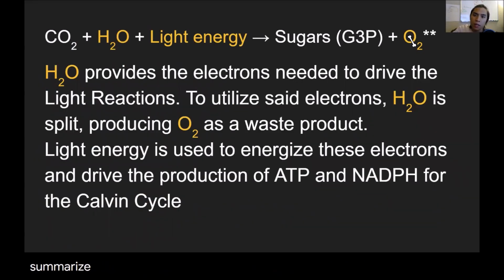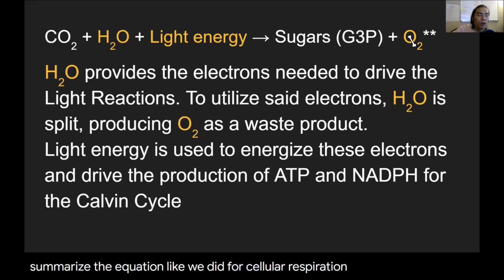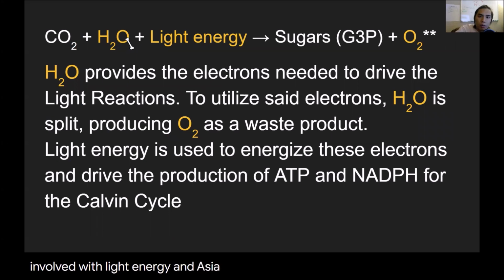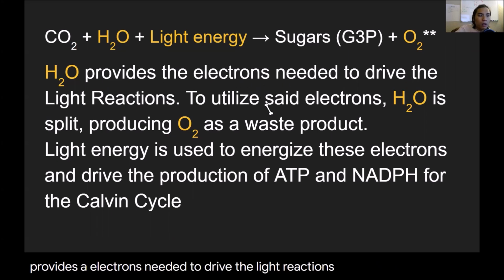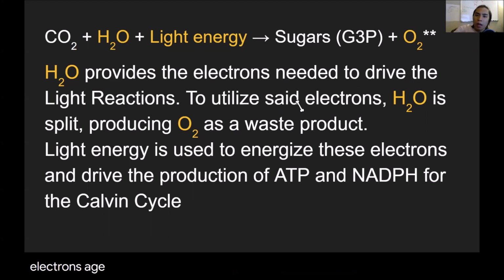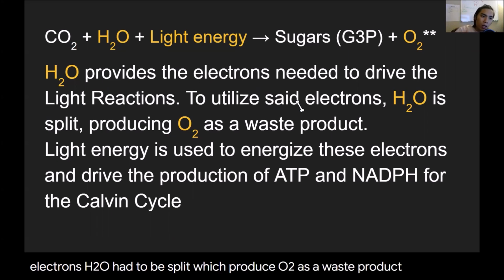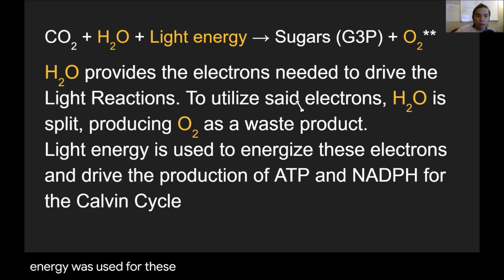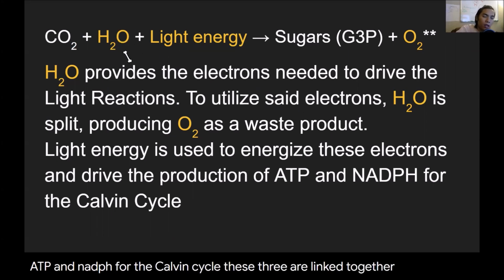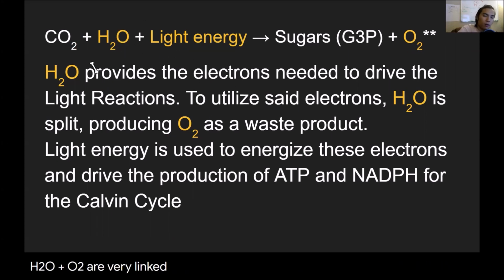So let's summarize the equation like we did for cellular respiration. Over here, H2O is involved with light energy, and H2O ultimately releases O2 as a byproduct. H2O provides the electrons needed to drive the light reactions, and to utilize the electrons, H2O had to be split, which produced O2 as a waste product. Light energy was used to energize these electrons and drive the production of ATP and NADPH for the Calvin cycle. These three are linked together, or at least H2O and O2 are very linked.